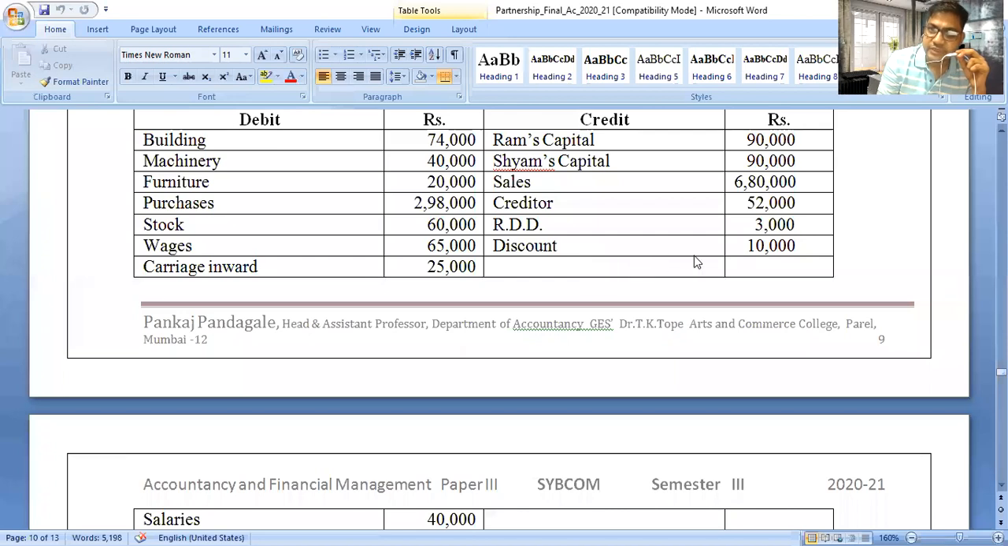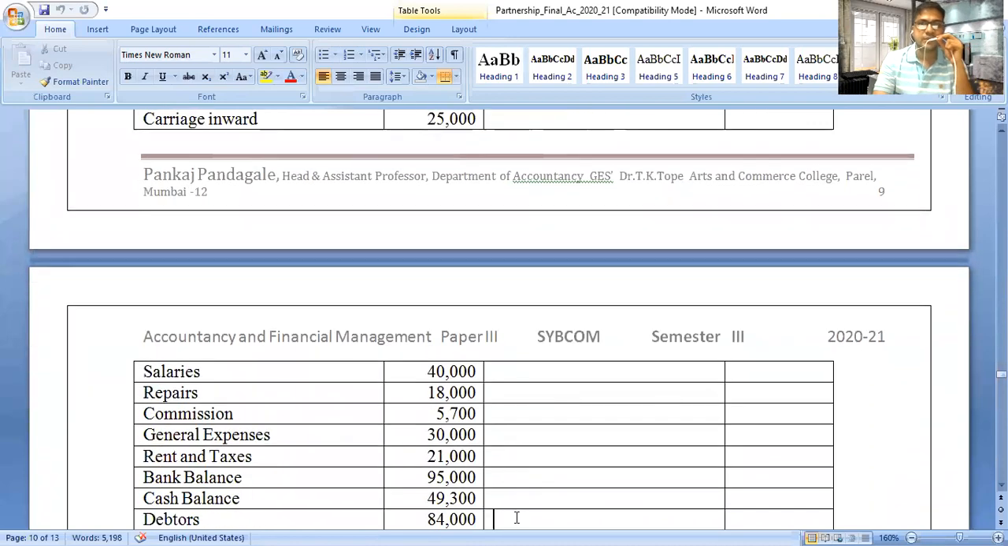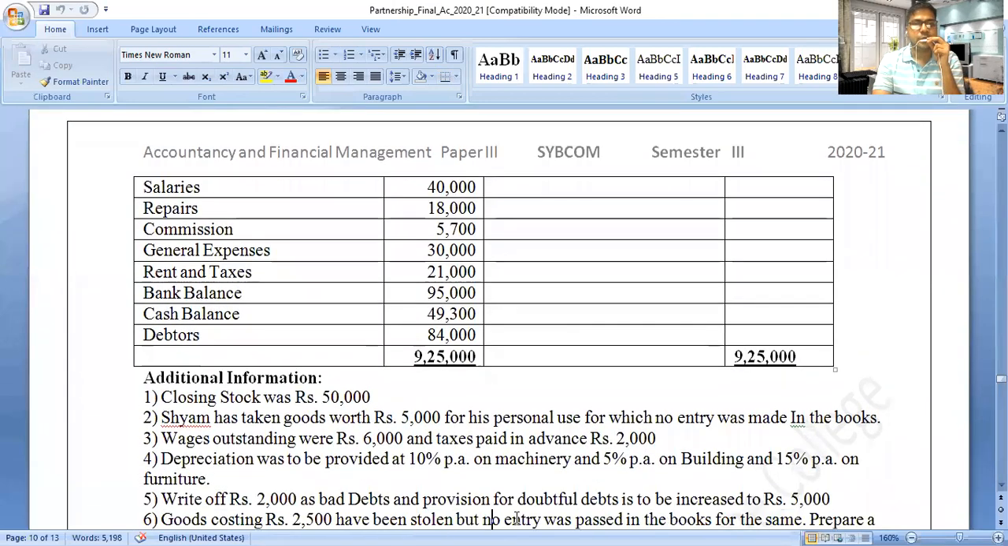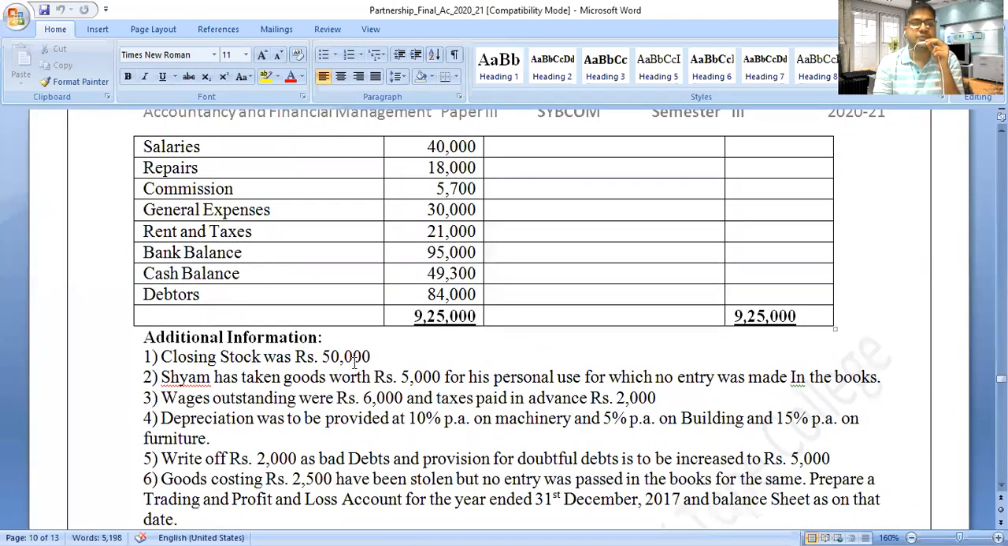Okay, the discount, profit and loss account, credit side, because it is an income. Okay, fine. Then after that, we have to discuss the little adjustments. Closing stock was rupees 50,000. Now every adjustment has two effects. So closing stock also has two effects. The first effect, trading account, credit side. Second effect, balance sheet, asset side.